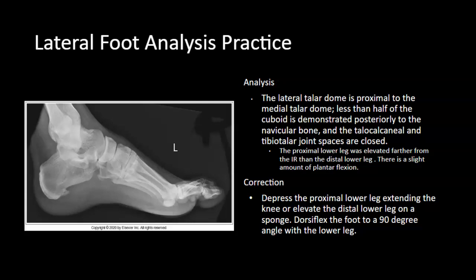Also, the lateral talar dome is demonstrated proximal to the medial talar dome. Also, we want to look at this cuboid. The cuboid is demonstrated less than half posteriorly to the navicular. Again, like we said, the talocalcaneal and tibiotalar joint spaces are closed. So the proximal lower leg is elevated further from the IR than the distal. So we need to depress that proximal lower leg and dorsiflex that foot by 90 degrees to correct this image.